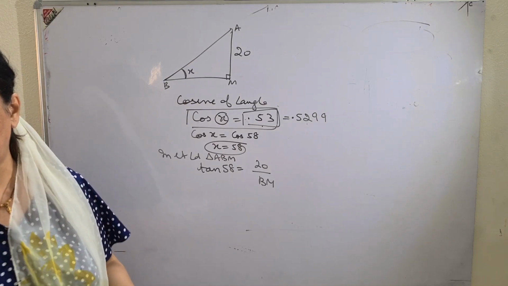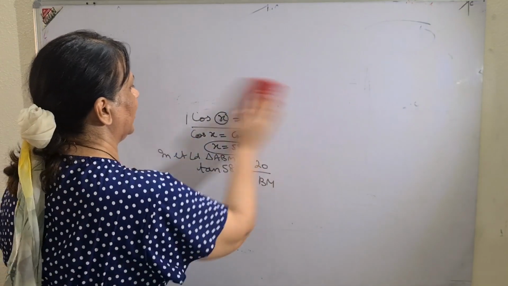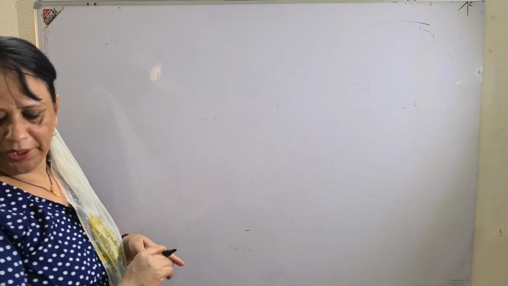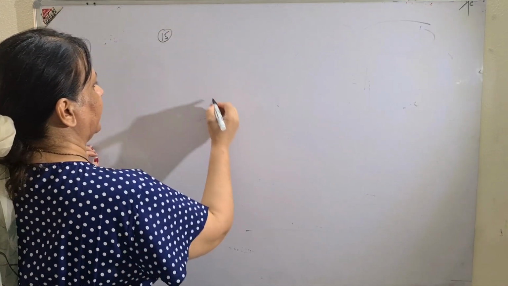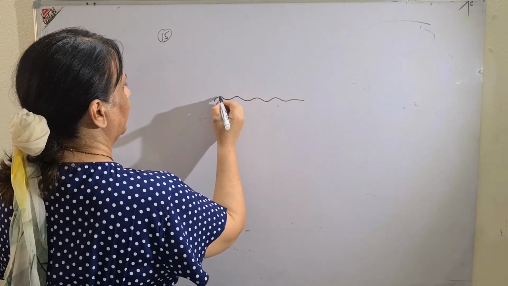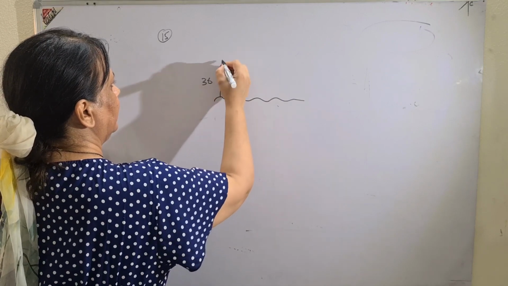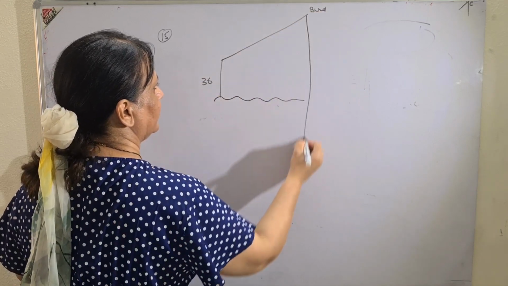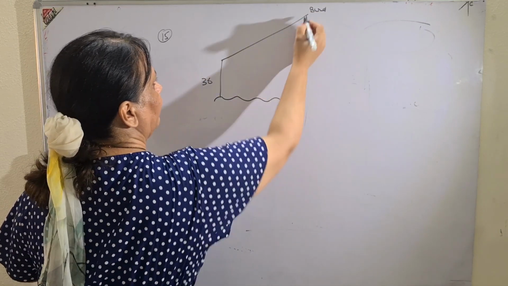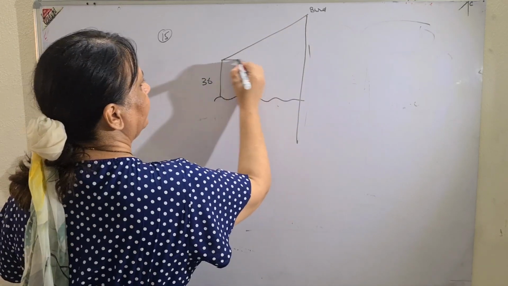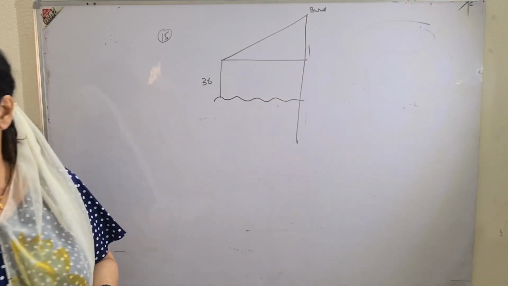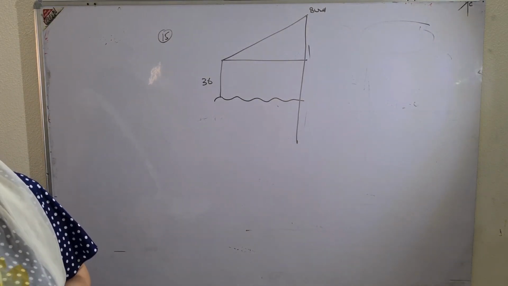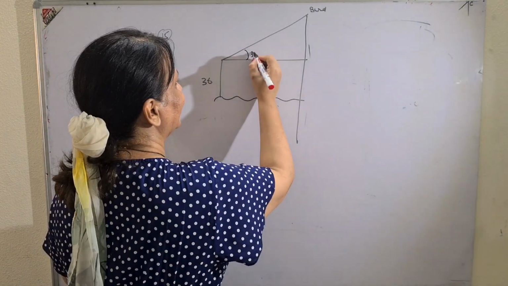Then come to the next question. Let it be question number 15. A very, very important sum again. It is from a point 36 meter above the lake. There is a lake and the point is 36 meter above the lake. The angle of elevation of the bird is given to be 30 degree. So children, there is a bird flying.